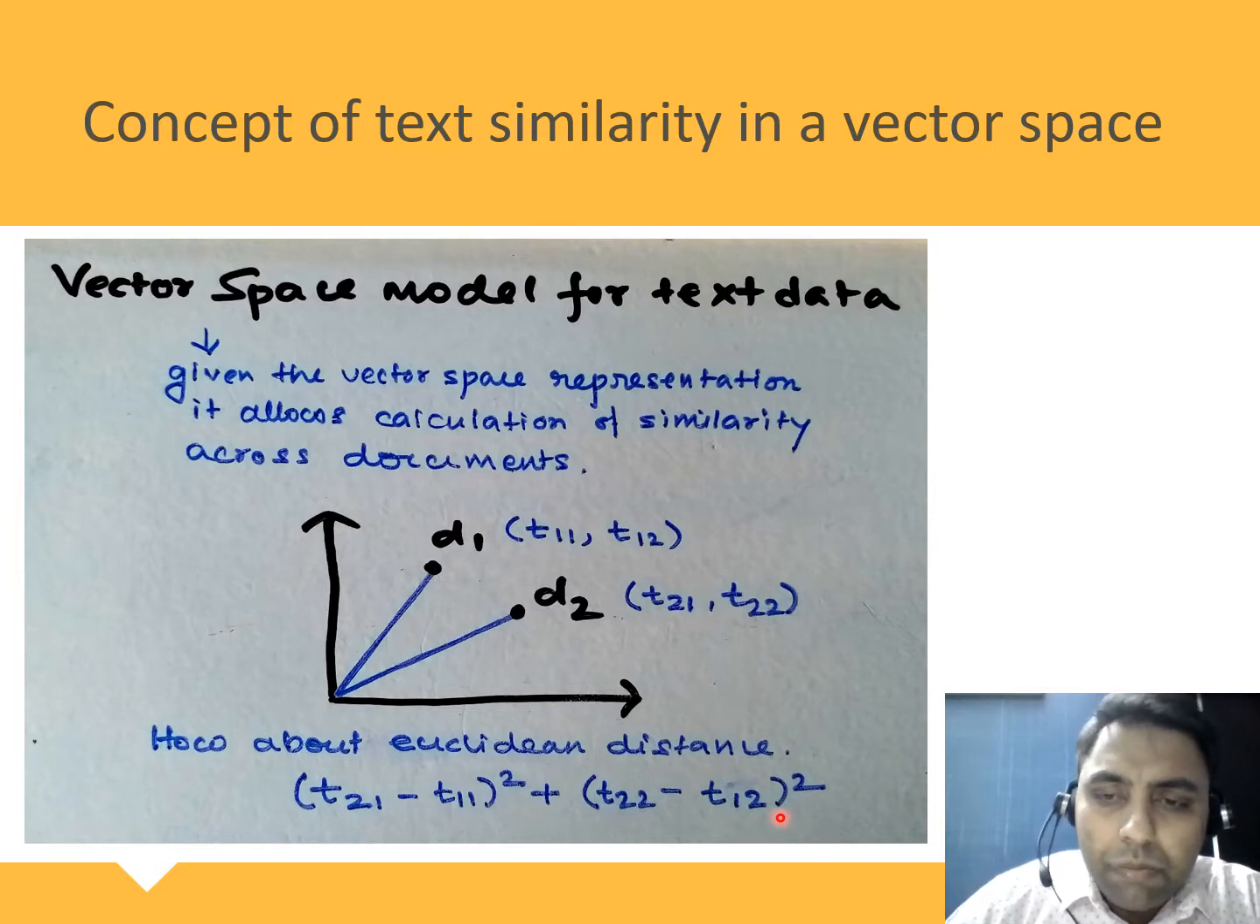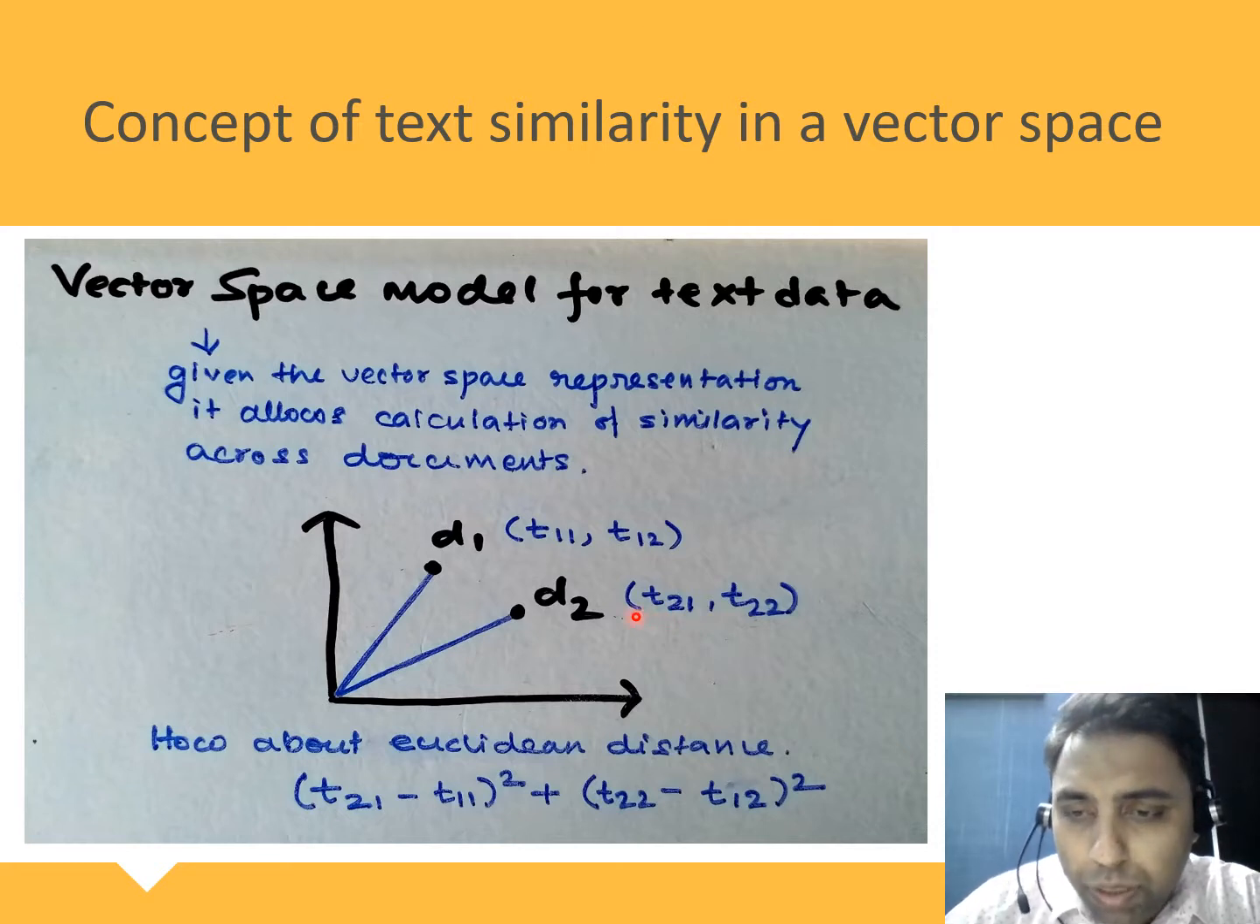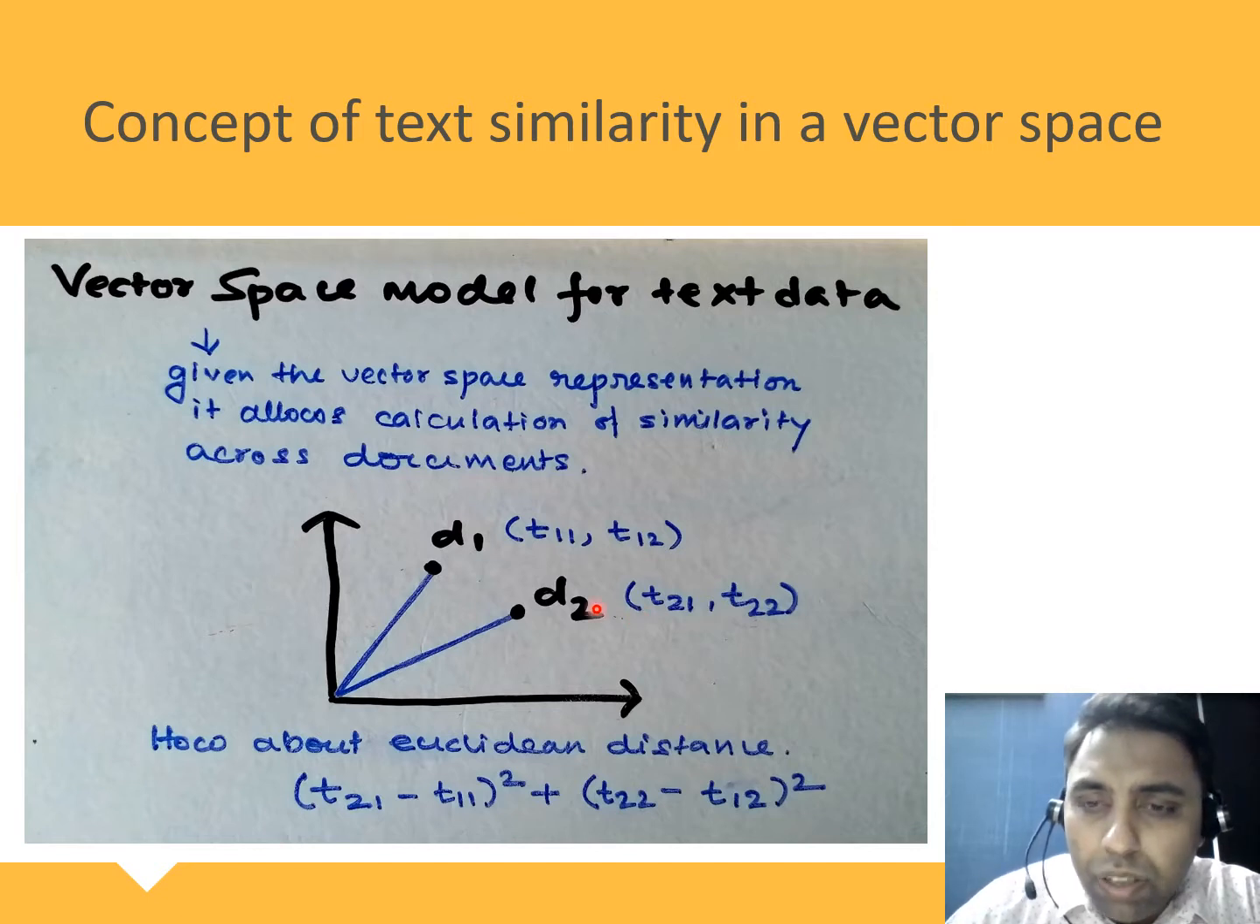Now, let's say in document 2 we do something and we convert it to a different document. But when I say that we convert it to a different document, I'm not changing the context of the document. I'm not changing the subject which is being mentioned in the document. All that I will do is simply double the frequency of the term T21.